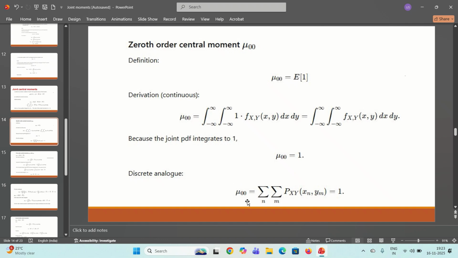Discrete analog. The zeroth order central moment for discrete random variables is represented like this. Mu 0 0 is equal to the summation over n and summation over m of p x y of x n comma y m, that is equal to 1.